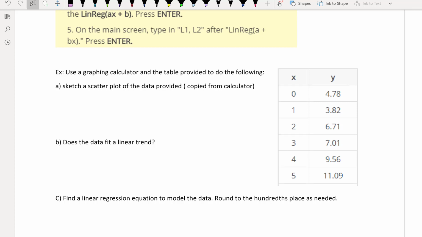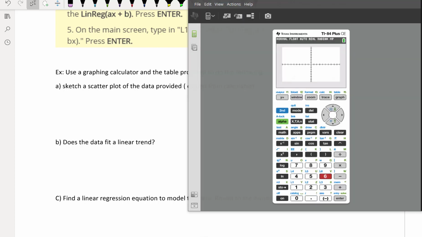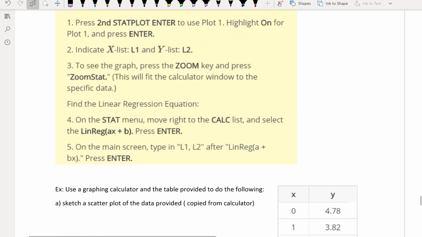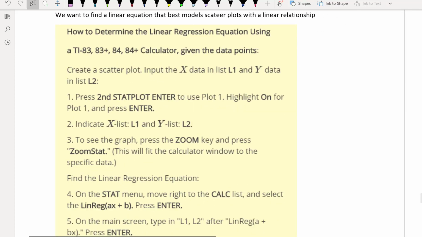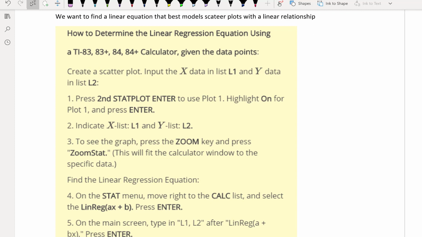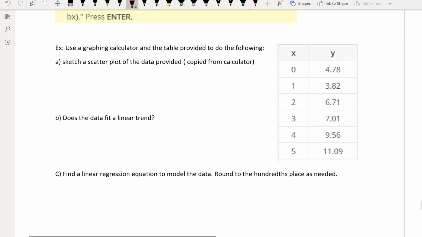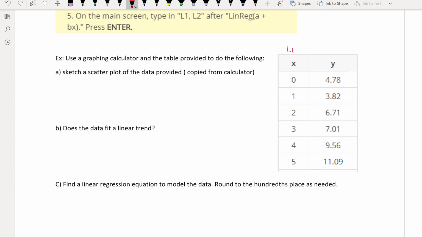So here are my x and y values. So this is what I'm going to do. I'm going to bring up my calculator. So the first thing I want to do, so it even tells me, right? It says to create a scatter plot, okay? So it says press second scatter plot to use plot 1. And we want to make sure that all of that is highlighted. We also want to make sure that we put x in L1 and y in L2. So for our x, that's going to be L1, and for our y, that's going to be L2.